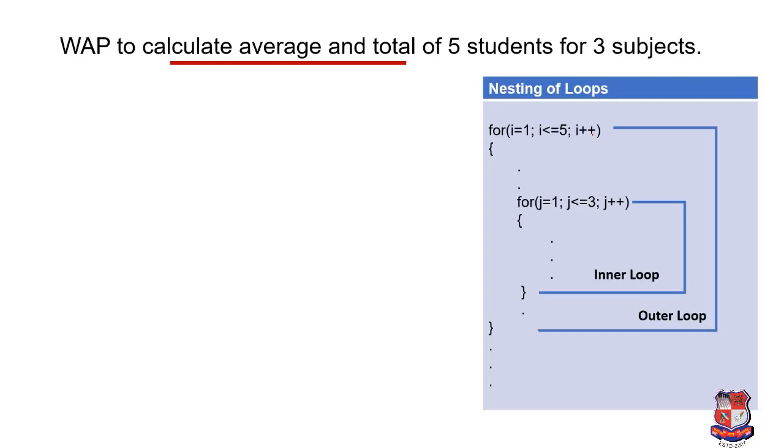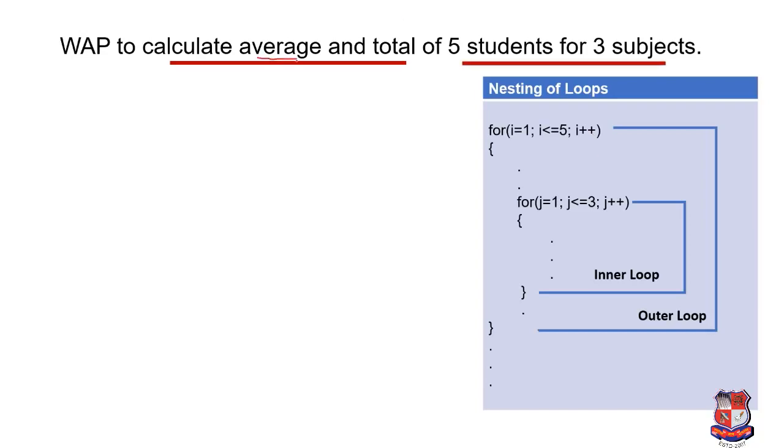Now the first thing is calculating the average and total. How can we calculate them? If we want to find the average of 3 subjects, then we first have to make the total of those 3 subjects. Then, to find the average, we use this total and divide it by the number of subjects. Over here we have 3 subjects, so we do total divided by 3, which gives the value of the average.